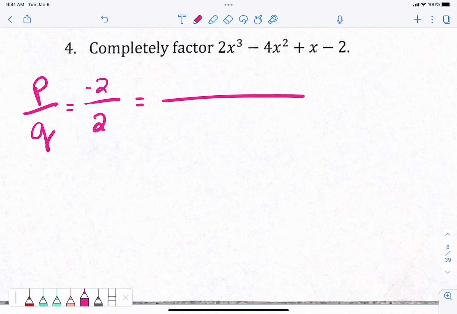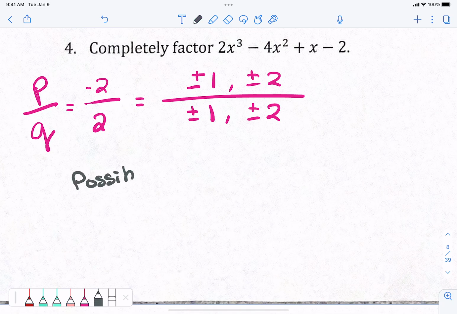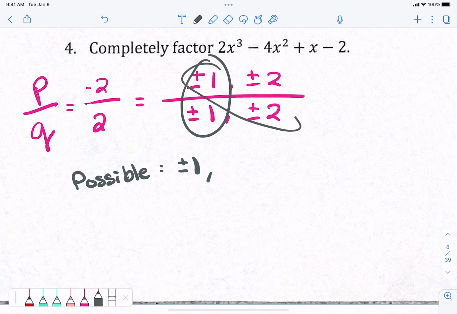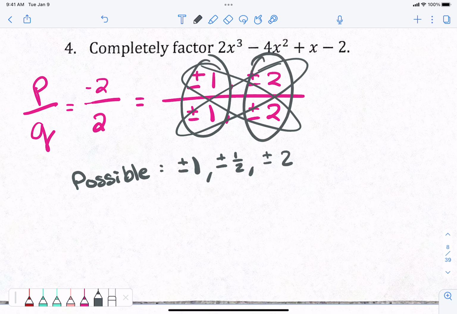What are factors of -2? Plus and minus 2, plus and minus 1. The fact that it's -2 does nothing. What are factors of 2? Plus and minus 2, plus and minus 1. So my list of all possible ones are 1 over 1, which is 1. 1 over 2, which is 1/2. 2 over 1, which is 2. And 2 over 2, which is 1. So we don't have to list it again. How many possible ones total are there? 6, with the plus and minus.